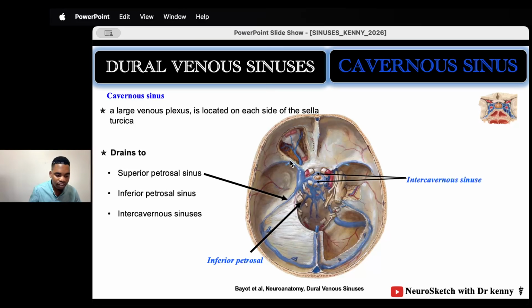Now, blood from the cavernous sinus is going to drain to the superior petrosal sinus. We have seen the superior petrosal sinus, and we've said it drains the cavernous sinus, and the superior petrosal is going to empty blood into the transverse sinus.